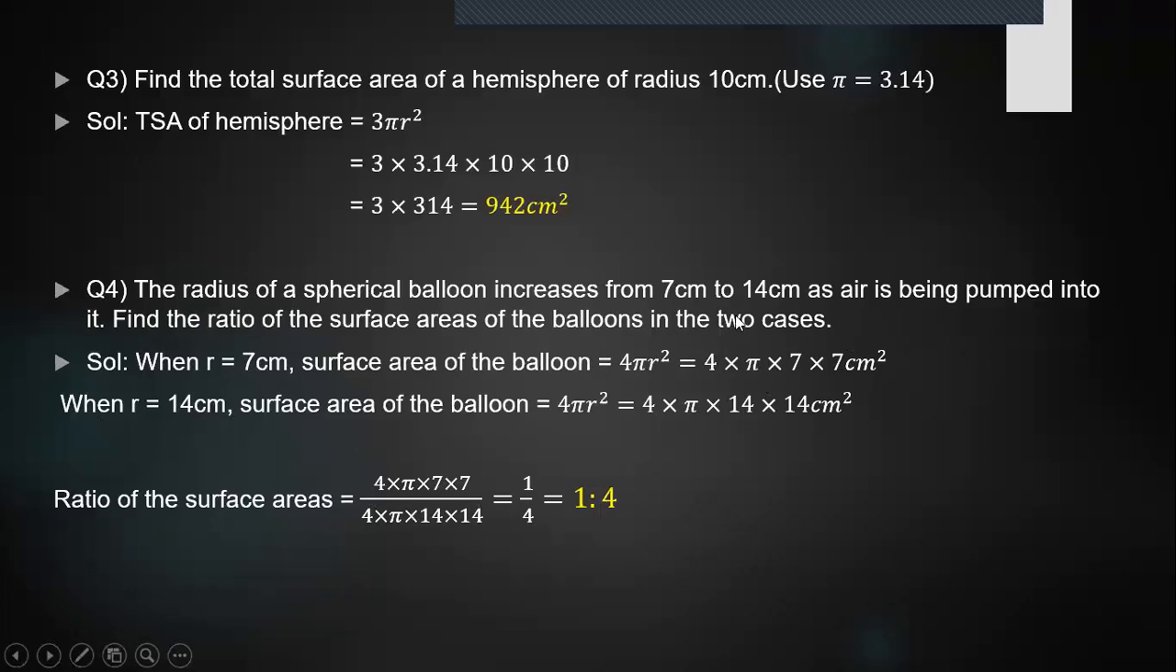What is the ratio of these surface areas? I have taken the first value in the numerator and the second value in the denominator. And my advice is to follow this rule in every question so that the ratio or the final answer matches with the book answer. Now here, what you notice is 4 and pi get cancelled. When you cancel 7 and 14, you get a 2 in the denominator. When you cancel the second 7 and second 14, you get another 2 in the denominator, which is going to make it 1 by 4, and the ratio becomes 1:4.